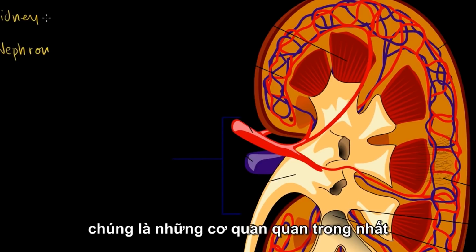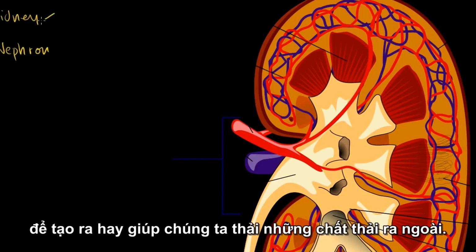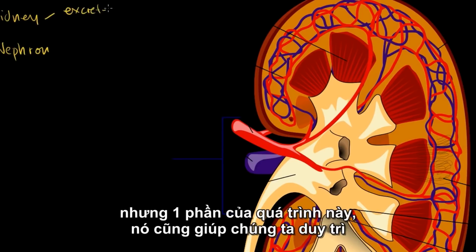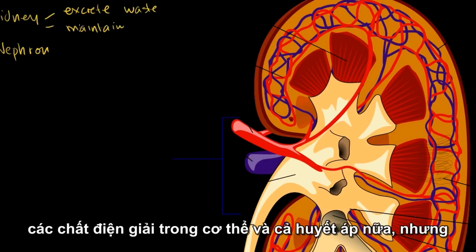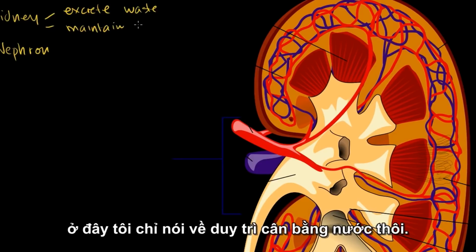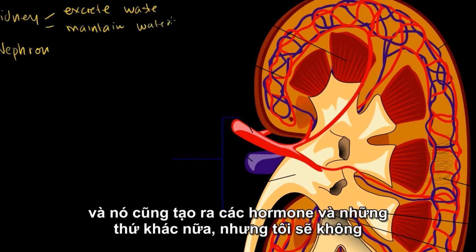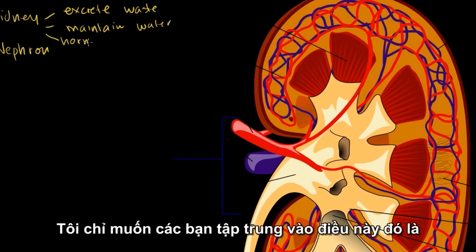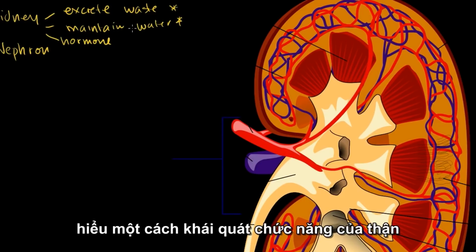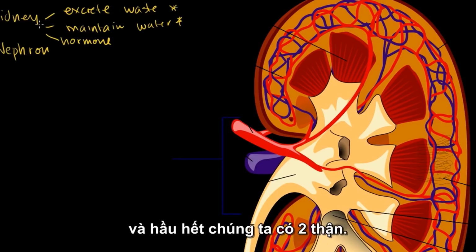They're the organ that I guess is most famous for producing or allowing us to excrete waste. But part of that process, let me write excrete waste, it also helps us maintain our water, the correct level, and actually the amount of salts or electrolytes we have, and our blood pressure. But I'll just say maintain water. And it also produces hormones and things. And I'm not going to go into a lot of detail on that right now. I really just want to focus on these first two to just understand the overview function of the kidney.